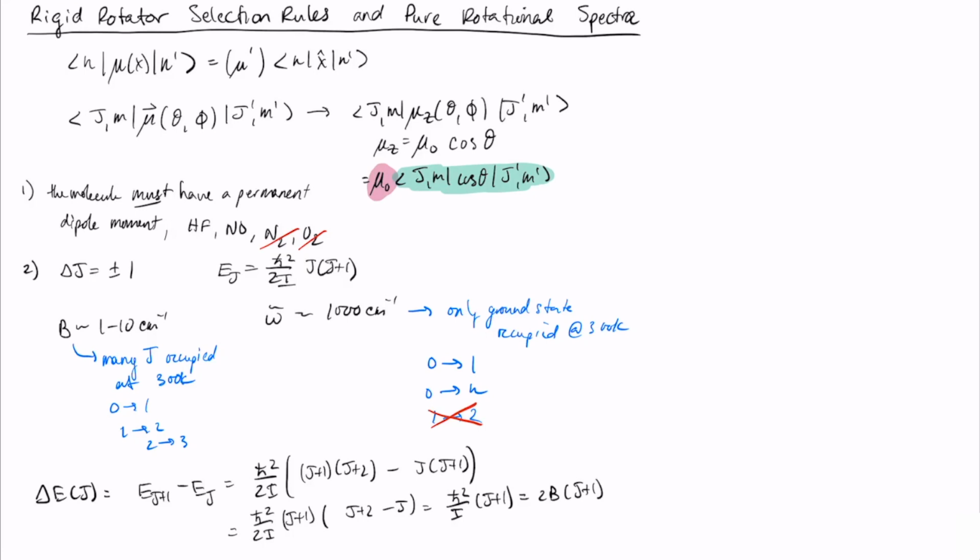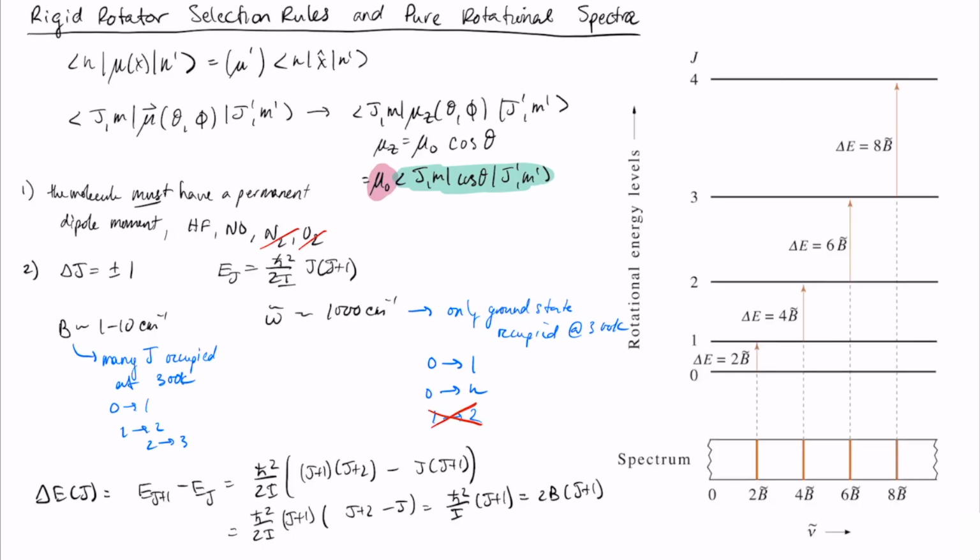So let's see what this looks like as a spectrum. So if we look at our energy levels here, this column here is labeling the J value. And so E of 0 would just be 0. E of 1 should be 2B. E of 2 should be 6B. E of 3 is 12B. And E of 4 is 20B. Okay, so these are showing you the different energy levels.